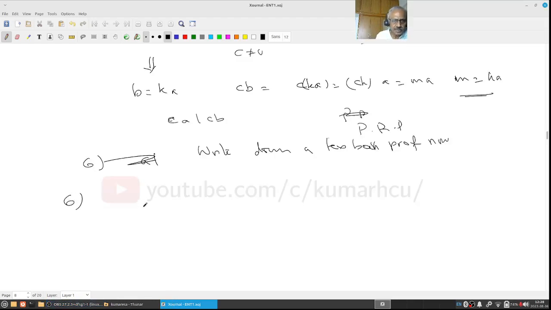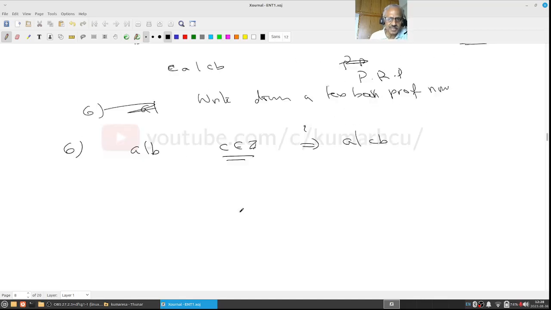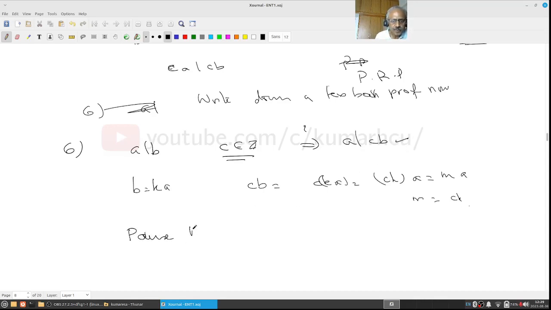And now the sixth one: if a divides b and c is any integer, then a divides cb. Now notice that c is any integer. I am not assuming c is non-zero. That is very clear, because then b is k times a. Therefore, what is cb? cb equals c times k times a, which is ck times a, which is m times a, where m equals ck. Therefore, this is true. Again, pause the video, write down the rigorous proof, write down your textbook proof.